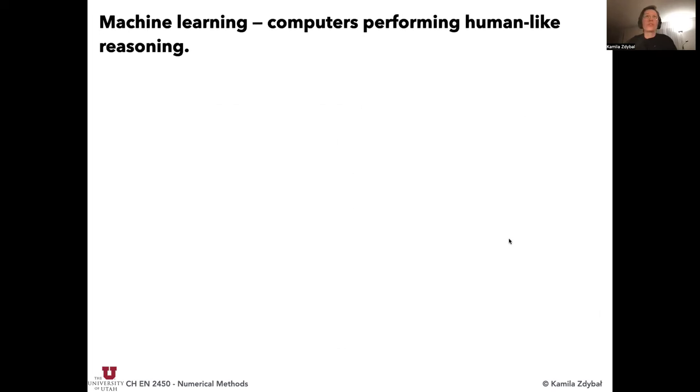So first, let me start with the big picture of machine learning. If I were to summarize machine learning in just one sentence, I would say that it's computers learning to perform human-like reasoning or human-like tasks. So what do I mean by that? Well, for example, if I show you a picture like this and ask you, is this a cat? For you as a human, it's very easy to say, no, it's not a cat, it's a dog.